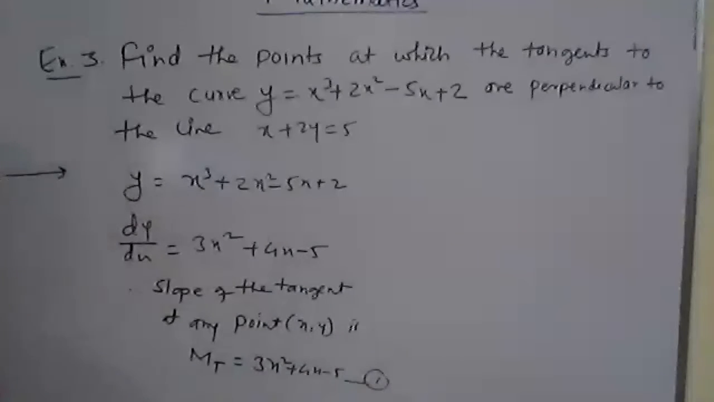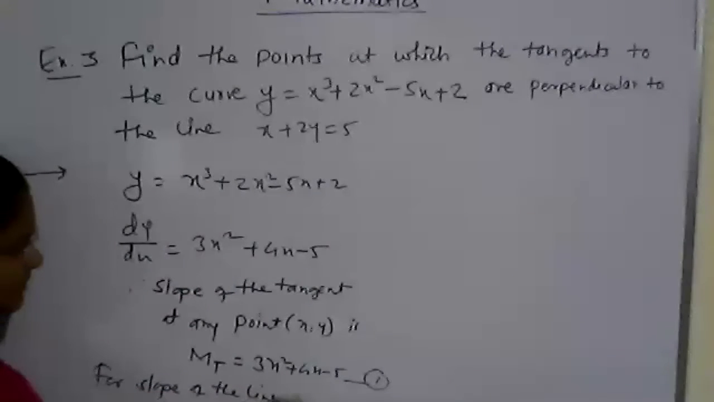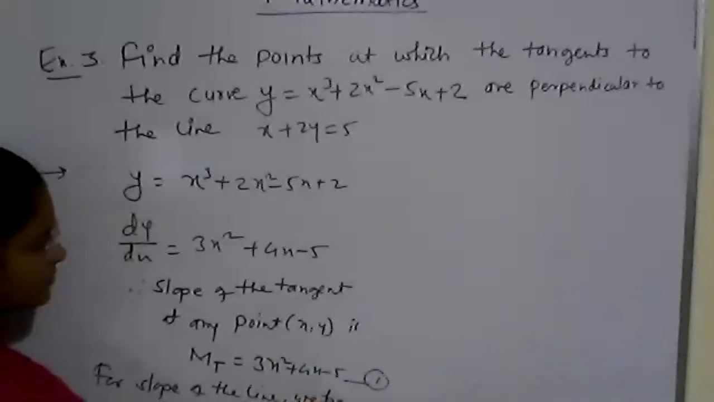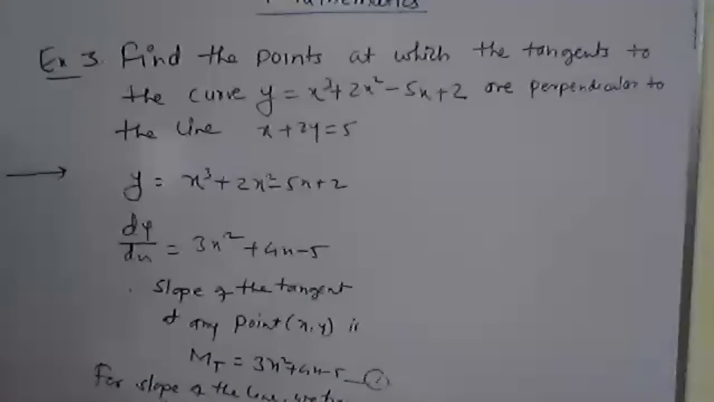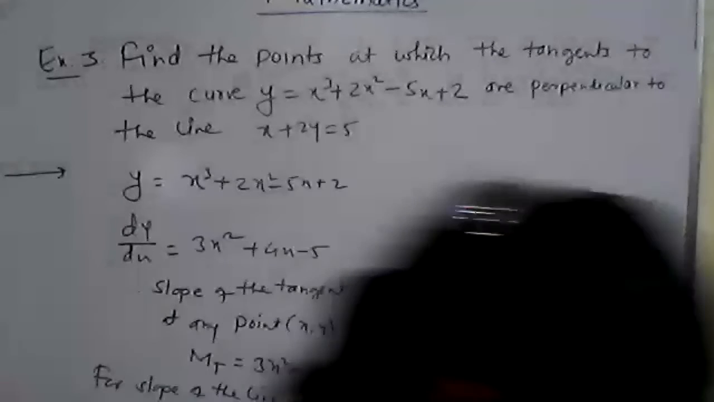Now the slope of the line, for the slope of the line we have... Ma'am, the point is 1, 0. Just a minute.